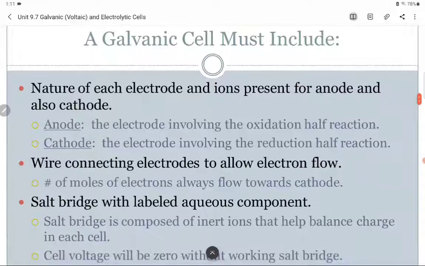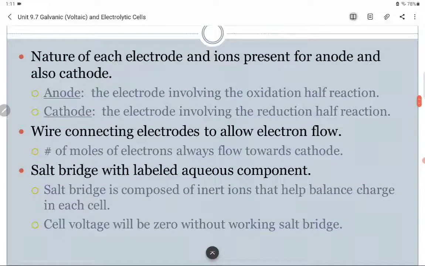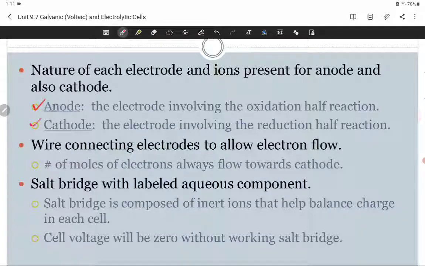When we produce one of these galvanic cells on a piece of paper or in the lab, or if it's on a piece of paper on a test or a quiz, we're going to want to make sure we write all these things down. We need to define which item is the anode and which item is the cathode. And I already told you how to determine that, but I didn't tell you what the definitions of anode and cathode are. So the anode is the item that gets oxidized, and the cathode is the item that gets reduced.